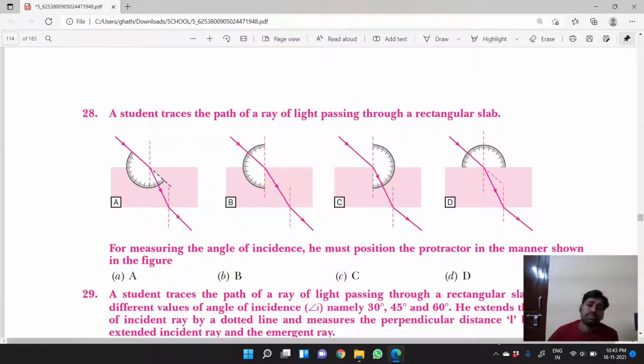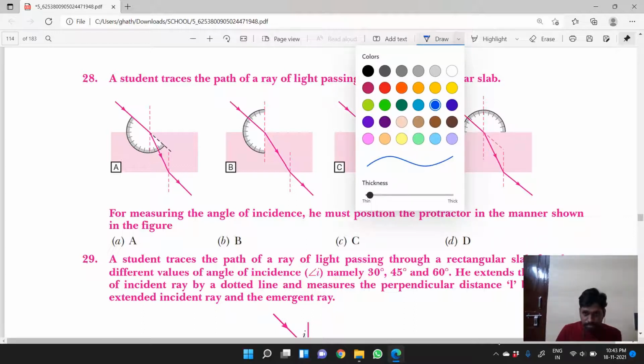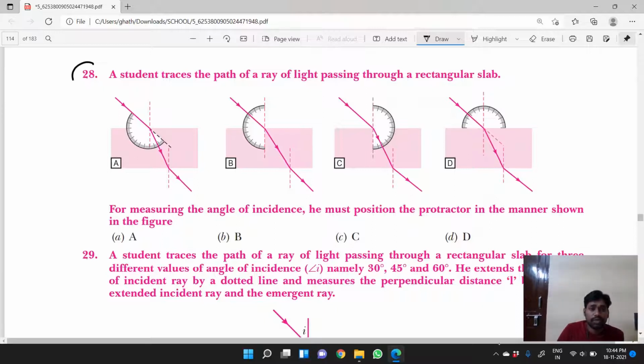And this is a most familiar question which is given in different model papers. That is nothing but a student traces the path of ray of light. So tracing a path of ray of light, then what he is measuring, angle of incident is measured in this question. So already I told you, angle of incidence is always measured with the normal only.